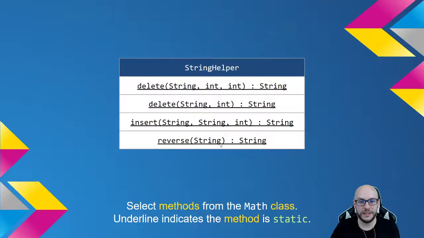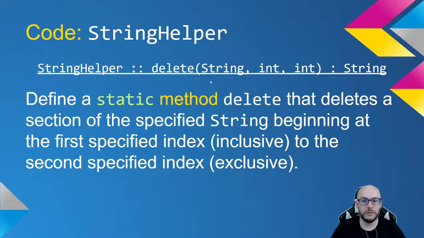Okay, here is a public interface. We're going to be overloading a delete method. We have an insert method, and we're going to have reverse. Note that all of these are underlined. The underline indicates that they are static. Okay, so let's get started.